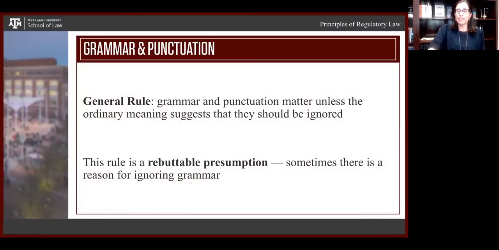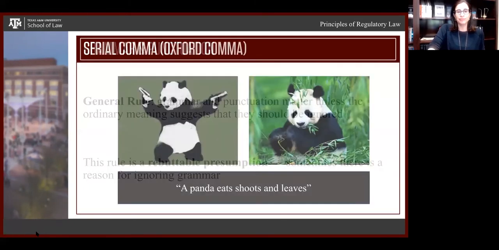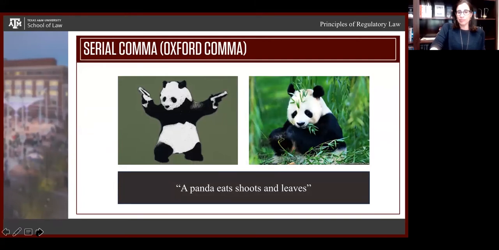So the general rule is that grammar and punctuation matter unless the ordinary meaning suggests they should be ignored. This rule is a rebuttable presumption. So sometimes there is a reason for ignoring grammar. Take this example. It says, "A panda eats, shoots, and leaves." This is ambiguous, right? Because there's no comma in this phrase, this could mean the panda eats and then shoots with a gun and leaves the scene. Or it can mean that a panda eats, consumes, shoots, and leaves. Without a comma in the sentence, we don't really know which one is being said.